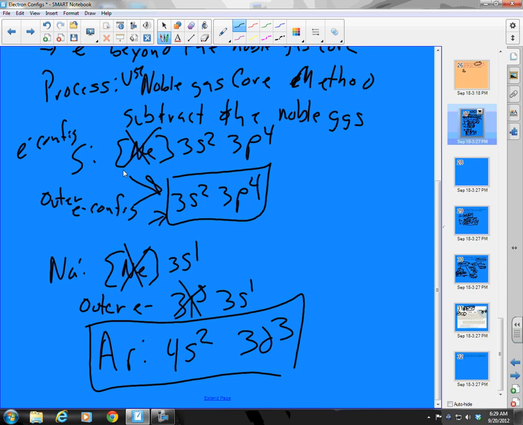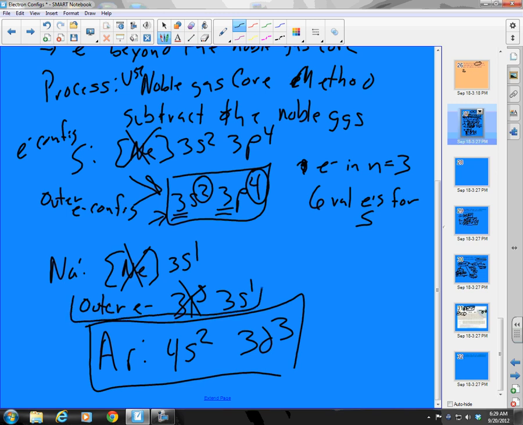Now what do we do? We look at the highest N. Well, I have a 3 and a 3. What's my highest N? Well, they're both 3s, so we're looking for electrons in N equals 3. How many electrons do I have in N equals 3? I have 2 here and 4 there, so that means I have 6 valence electrons for sulfur. It's that simple.